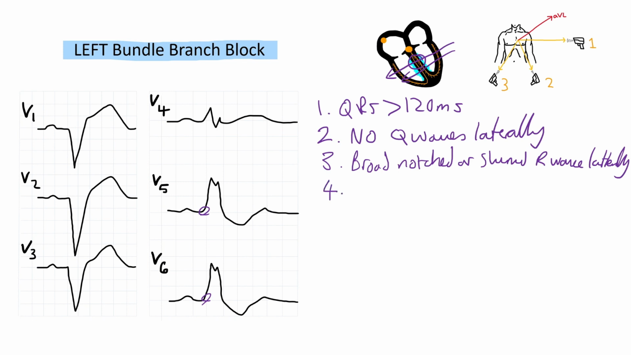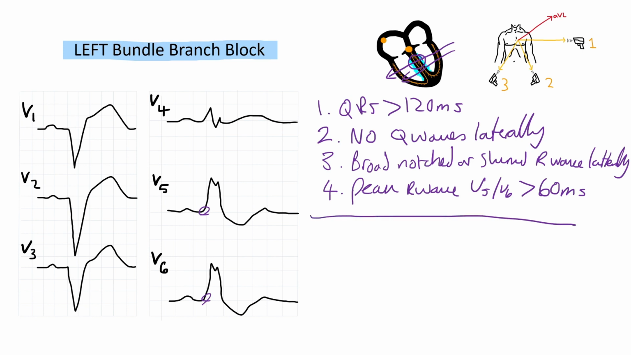And 4, just like in a right bundle branch block, you have a peak R wave in V5, V6 of more than 60 milliseconds. This is a bit different to the right bundle, because in the right bundle it was a peak R wave of more than 50 milliseconds in V1. Now, just like the right bundle branch block, there's a couple of important things I have to mention. The first one is that unlike the right bundle branch block, you do see ST changes.